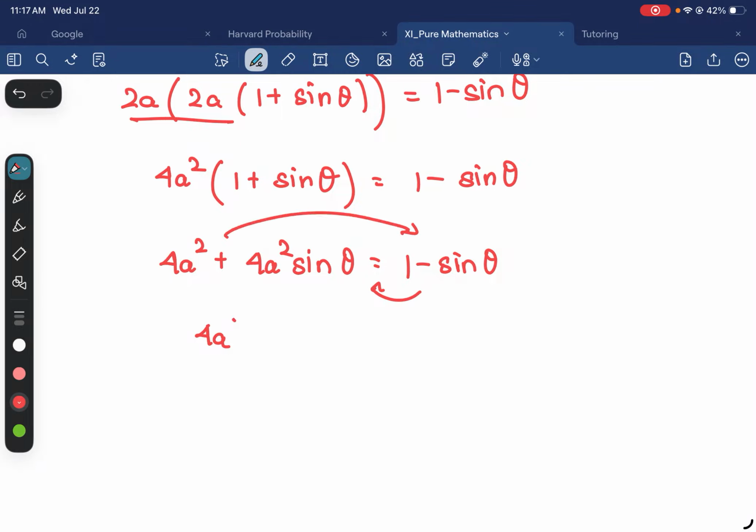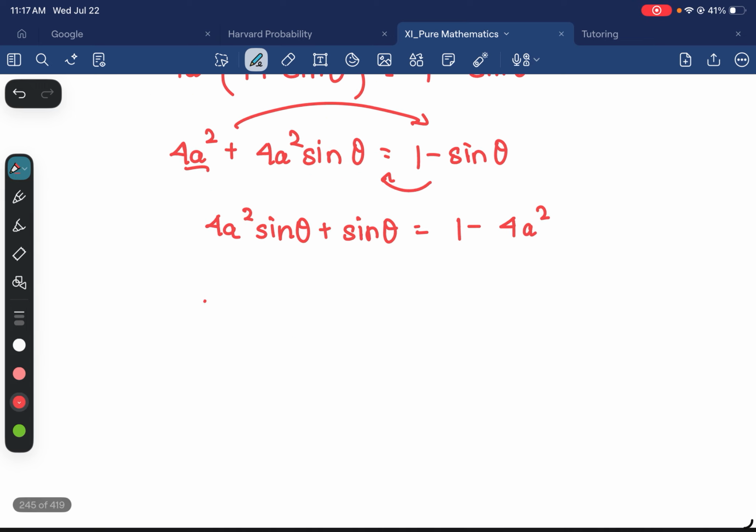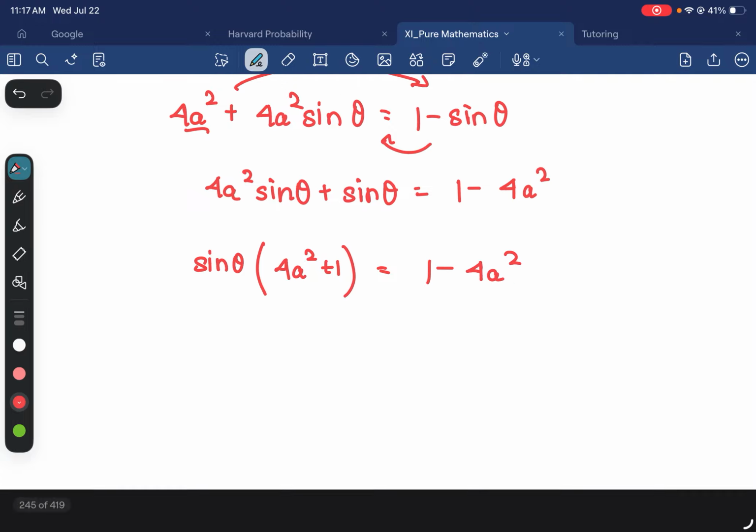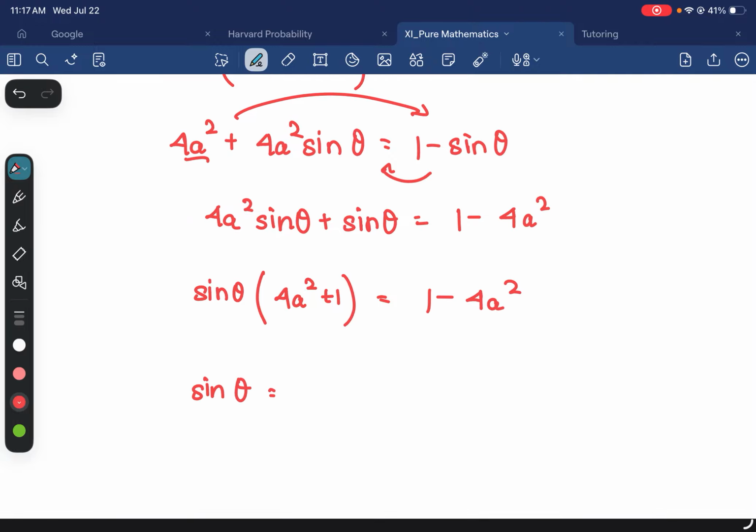So 4a squared sine theta plus sine theta, because I added sine theta on both sides, and I get 1 minus 4a squared, right? I took this expression to the other side. So I can factor out a sine theta, and I get (4a squared plus 1) sine theta equals 1 minus 4a squared. So finally, sine theta is going to be (1 minus 4a squared) divided by (1 plus 4a squared). All right.